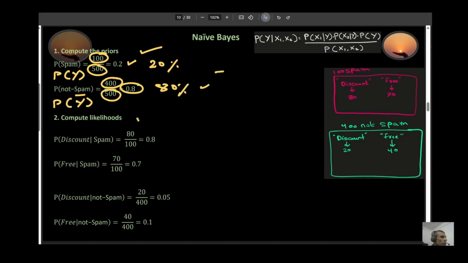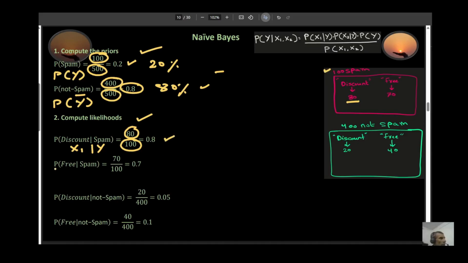Step 2, compute your likelihood. So probability of discount given that spam. In other words, you have to calculate probability of your X1 given that your Y is spam. This will be equal to, you count how many discount words you see in a spam email. Well, that's given to you as 80 right here. So it's 80 divided by the total number of emails that are spam. And how many emails do you have? 100. It's given to you right there. So the answer is 0.8, 80%.